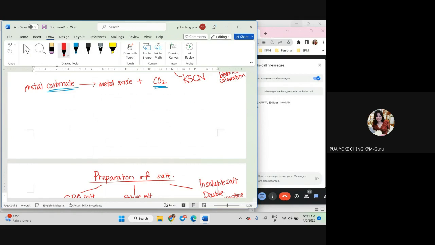This is carbonate salt lah, bukan metal nitrate. Carbonate salt. Okay, then nitrate salt. Okay, garam nitrate, panaskan, you will get metal oxide. You will get NO2 plus O2. And this one is brown color.